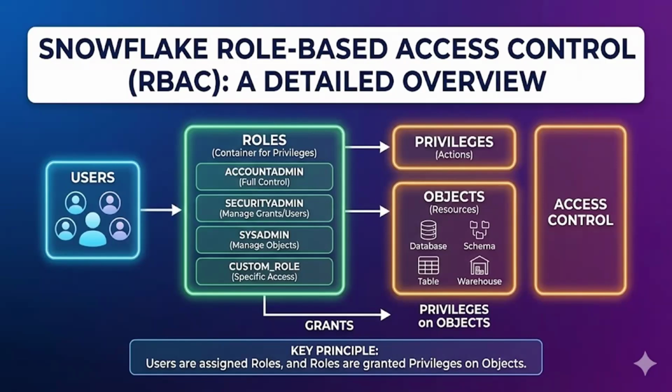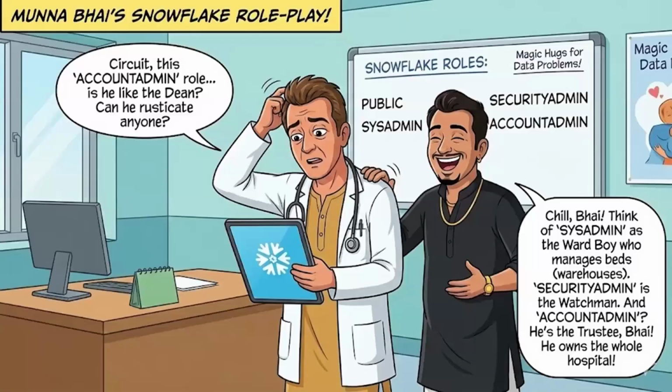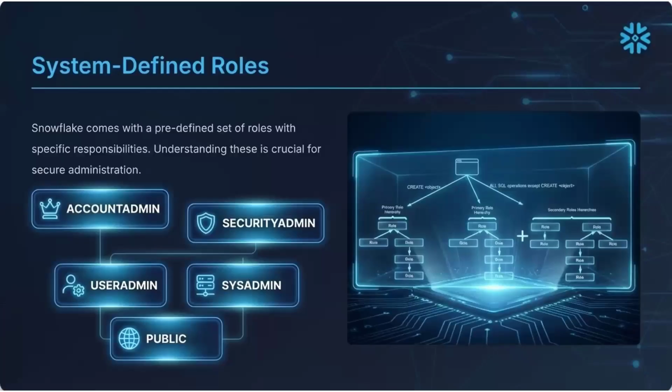But at the object level, where I want to control access, role-based access control is going to help us. Whatever you see here are called system-defined roles: account admin, security admin, sysadmin, user admin, and public. All these roles are called system-defined roles, which are defined by Snowflake. If you log in, you will see all this. In your free account, you will see account admin, security admin, user admin, sysadmin, public, and one more role called org admin also. But org admin will come into the picture when you have multiple Snowflake accounts.